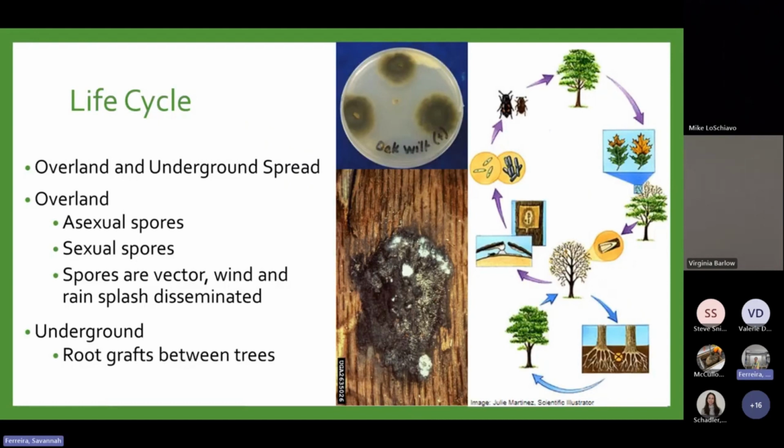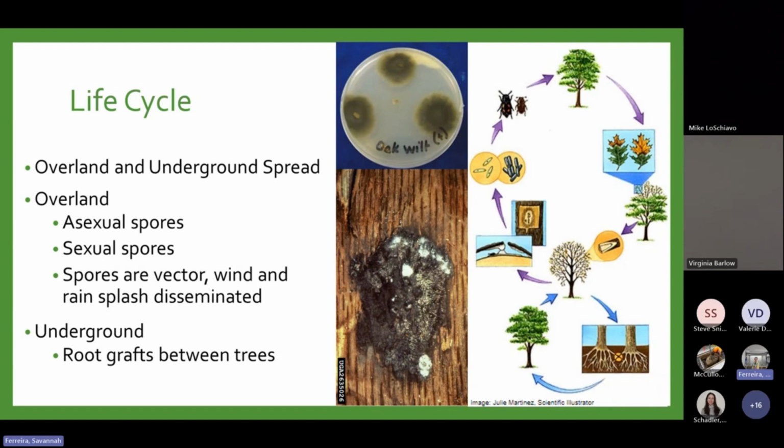So this pathogen is an ascomycota, which indicates that its asexual life cycle will have asexual fruiting bodies called conidia and conidia spores, and then it also has a sexual life cycle that produces sexual fruiting bodies, which are the perithecia and ascospores. Both the asexual and sexual life cycles are overland, which just means that's what you're going to notice in the tree.